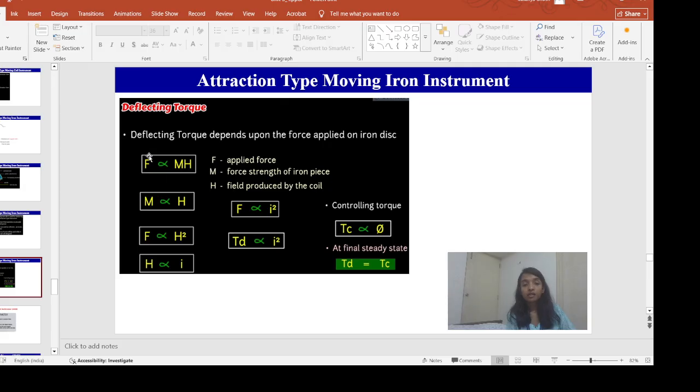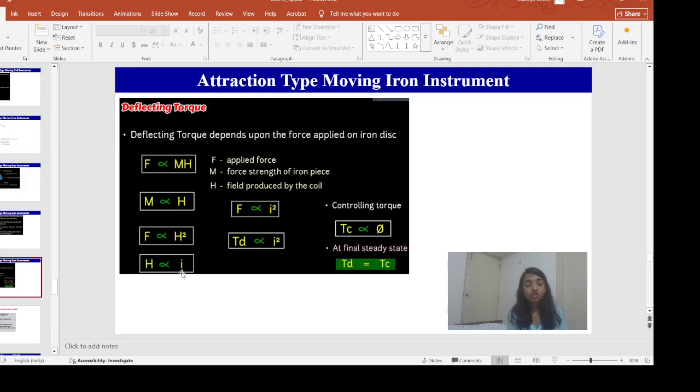Now the deflecting torque in this instrument depends upon the force applied on the iron disc, where F is directly proportional to mH. What is F? The applied force. M is the pole strength of the iron piece. H is the field produced by the coil. If M is directly proportional to H, from this relation we can write F is directly proportional to H square, and H is directly proportional to I.